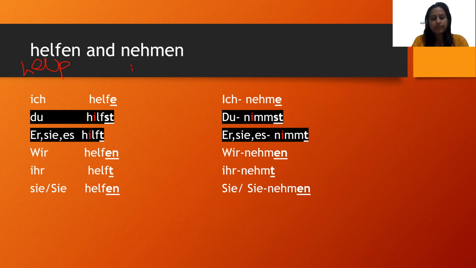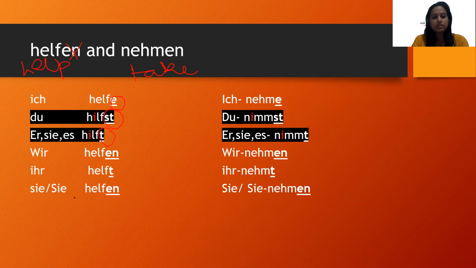Nehmen means take. Like I take class, I take a bag, etc. So here also helfen, this is the original verb, but when you're conjugating with ich, you just need e. So basically you delete this en part. Now du, what happens? This e changes to i, but the ending st remains the same. And then er/sie/es, e changes to i, and this ending t remains the same.